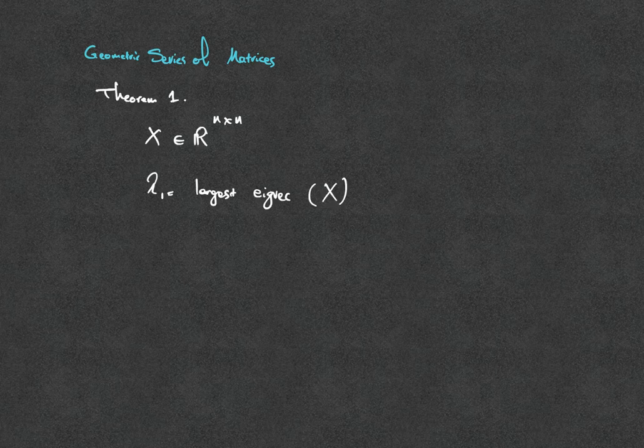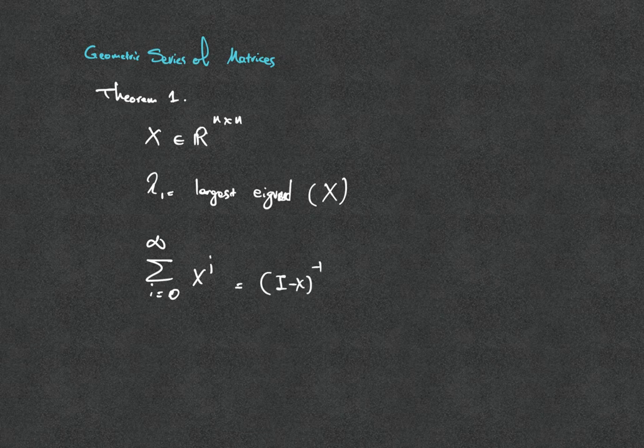Let's say that matrix X is a square matrix with real values as its elements, and lambda 1 being the largest eigenvalue of X. What we want to show is that with this assumption, this series is going to be equal to (I minus X) to the power of minus 1 if and only if the largest eigenvalue is less than 1 and I minus X is non-singular.